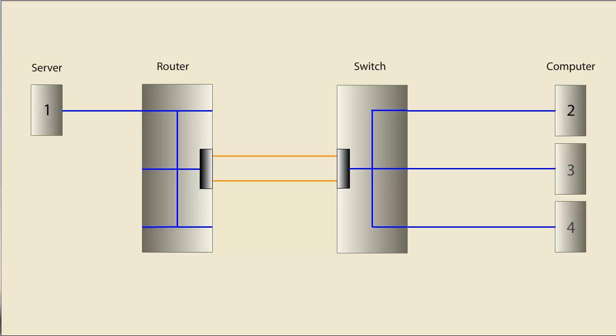To start out with, we have a server shown in the drawing, and it's hooked up with the blue, which represents a copper connection, to a router. The router has an optical transceiver, and the orange lines represent optical fiber. At some distance from the router, we have a switch, and we go back to copper lines that go out to three computers. Now we'll take a look at what it looks like as we put a packet through this network.